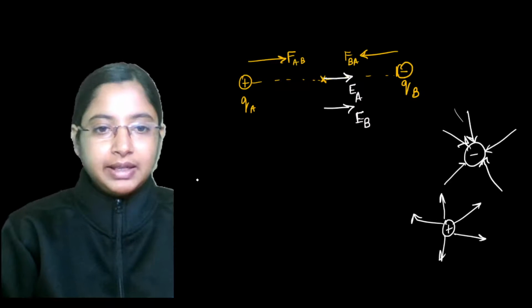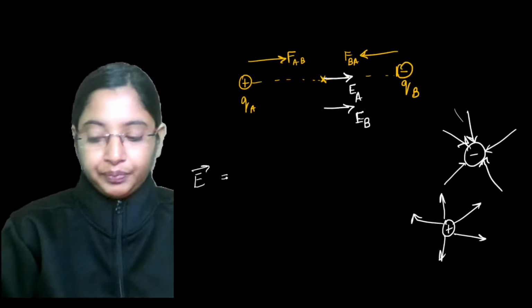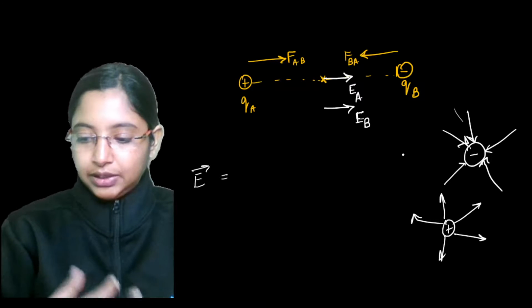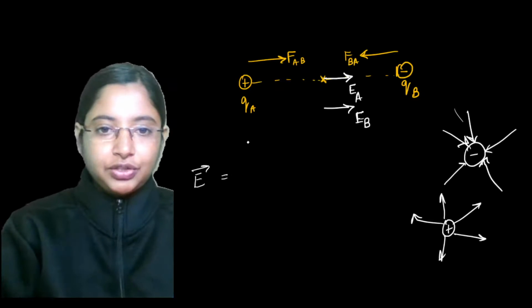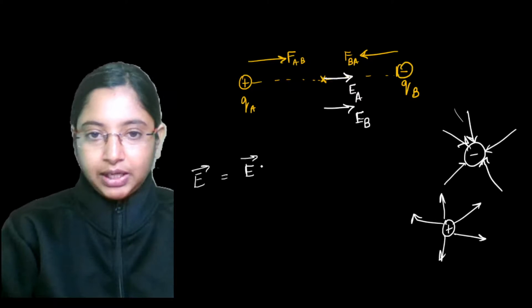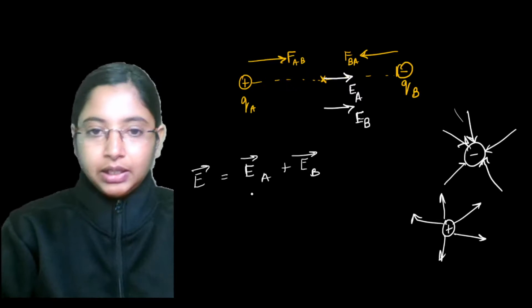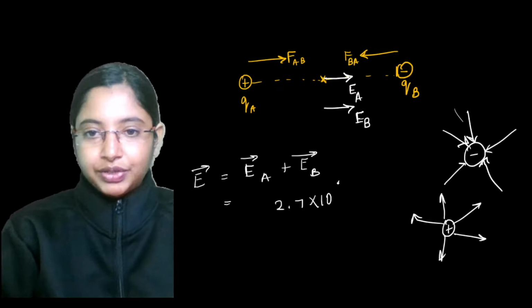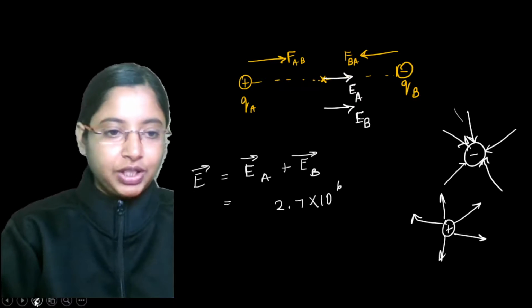So what will be the resultant electric field at O? That resultant electric field will be because of both the charges, right? Both are acting in the same direction again. So this will be because of the electric field due to A and due to B, right? We saw that the electric field for both of them is 2.7 into 10 to the power of 6, right? That's what we got for the positive charge.